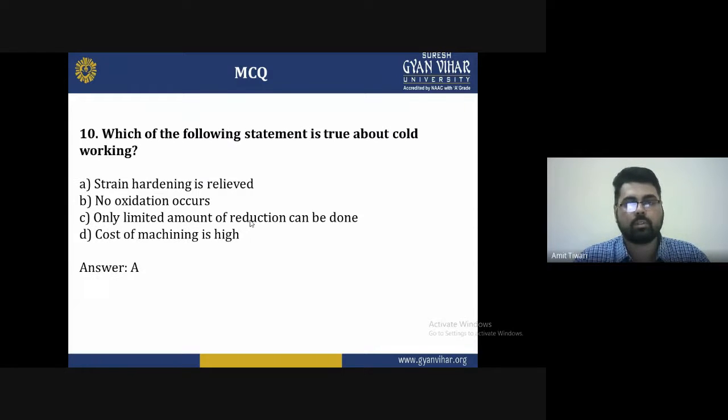And the last question for this lecture: which of the following statements is true about cold working? The options are A, strain hardening is relevant, B, no oxidation occurs, C, only a limited amount of reduction can be done, and D, cost of machining is high. And the correct answer is A, strain hardening is relevant.